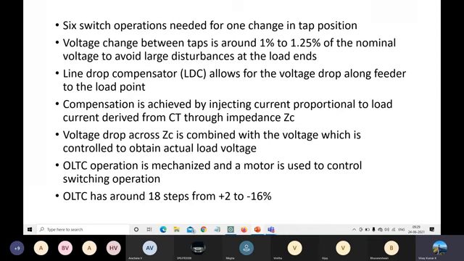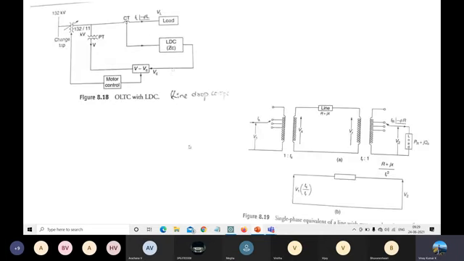So here we used LDC. LDC is nothing but a voltage drop feeder along the load point. So this is the voltage drop feeder along the load point.